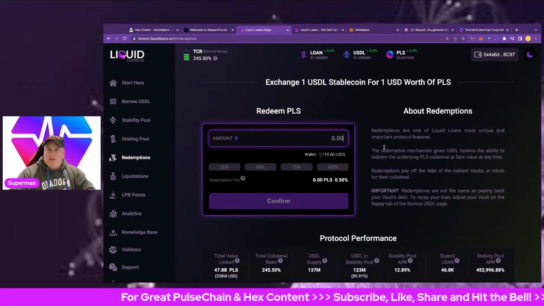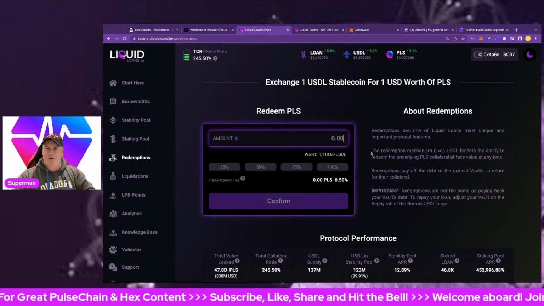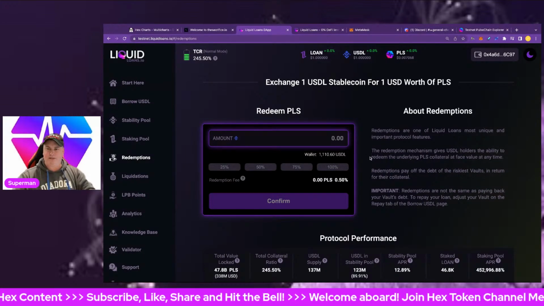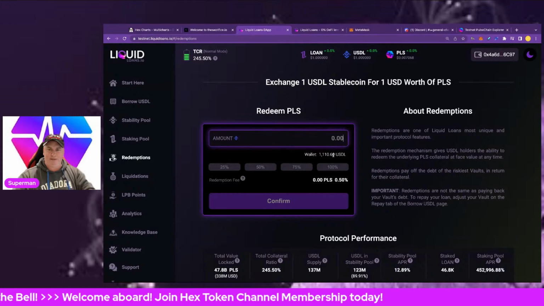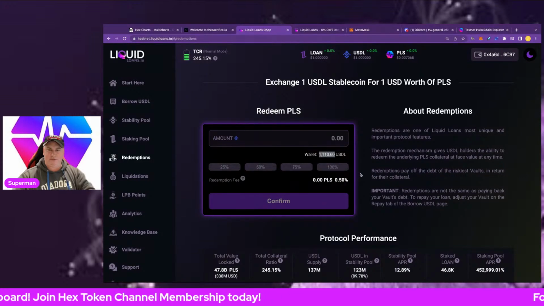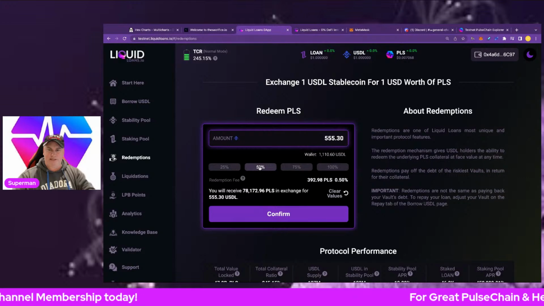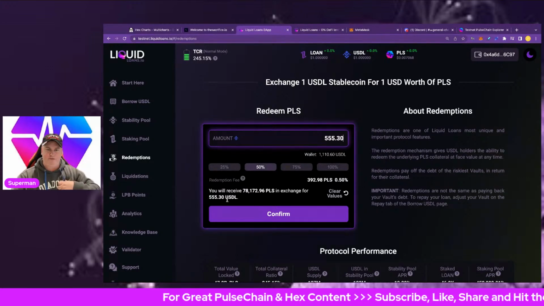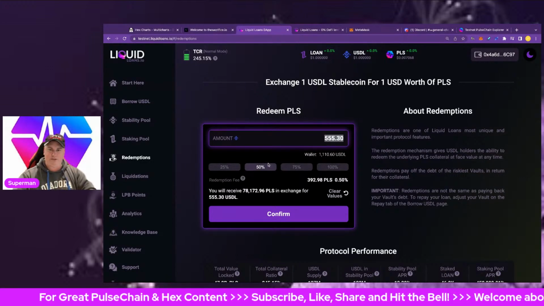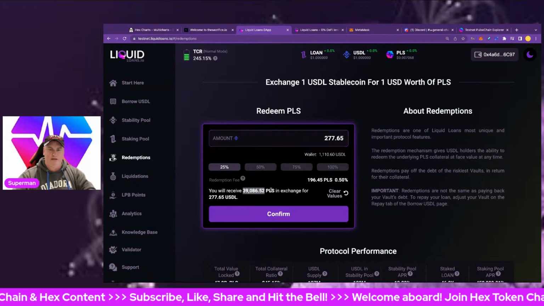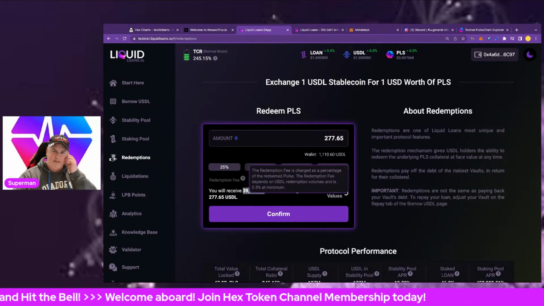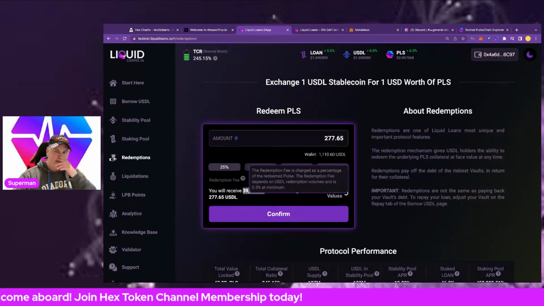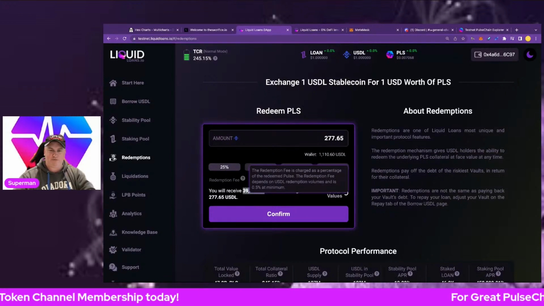So cool. The redemption mechanism gives USDL holders the ability to redeem the underlying PLS collateral at face value. So that's cool. I got this amount in here. I'm not sure if this is going to do much, but you'll receive 78,000 PLS in exchange for $553 USDL. Now, obviously, we're going to do maybe 25%, and we're going to get 39. So that's probably a pretty bad rate. Redemption fee is charged at a percentage of the redeemed PLS. Redemption fee depends on the USDL redemption volumes and is 0.5% at minimum.